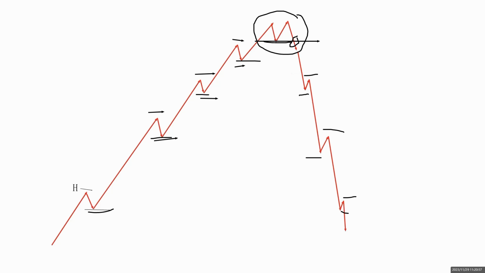We have the high right here. We have the higher low right here. We have the higher low right here. We have the high right here. We have the higher low right here. We have the high right here. Sorry, higher high. This one too is also a higher high. Then we have the higher low right here. We have the higher high right here. We have the higher low.